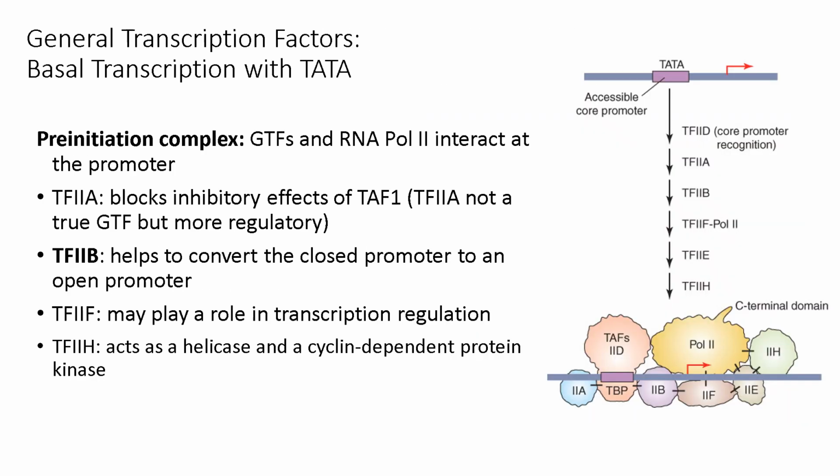Let's take a closer look at these transcription factors. TFIID with TBP recognizes the TATA box. TFIIB helps position RNA polymerase II. TFIIF stabilizes the complex and brings in Pol II. TFIIE recruits TFIIH, which performs two critical tasks: unwinding DNA and phosphorylating the carboxy terminal domain, CTD, of Pol II. This phosphorylation is a key step in allowing Pol II to begin elongation.